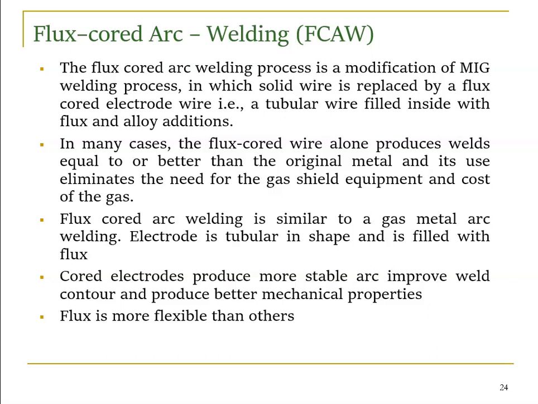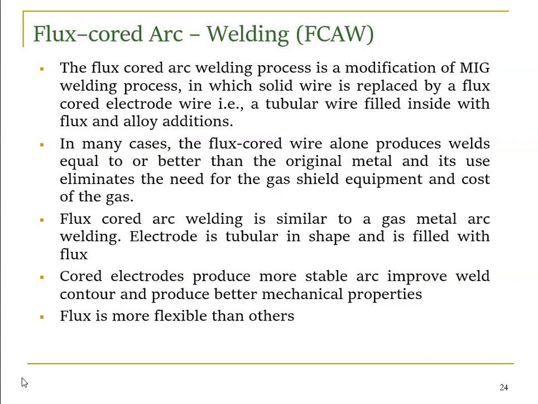So the flux core arc welding process is a modification of the MIG welding process in which the solid wire is replaced by a flux cored electrode wire, that is a tubular wire filled inside with flux and alloy additions. In many cases, the flux cored wire alone produces a weld equal to or better than the original metal, and it is used to eliminate the need for gas shielding equipment and the cost of the gas.